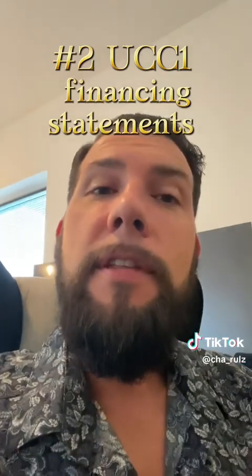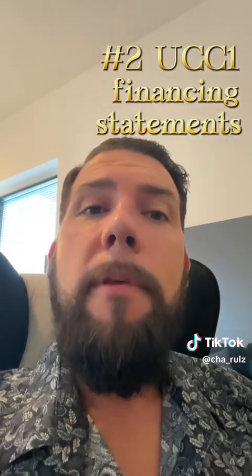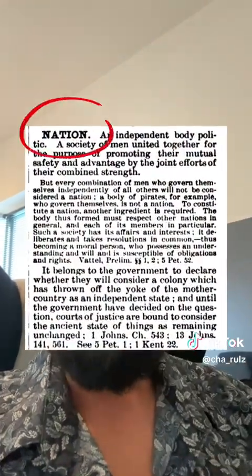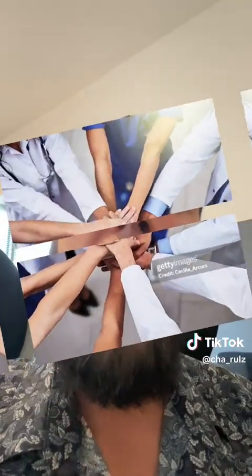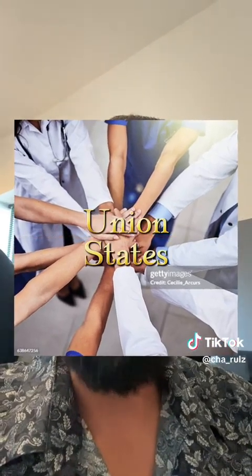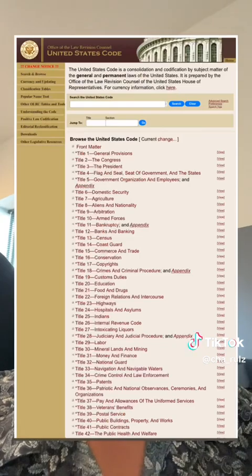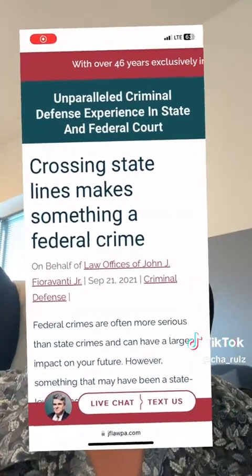UCC1 financing statement. So remember that each of the several sovereign states is classified as a nation, and international law is a set of rules and principles governing the relations and conduct of sovereign states with each other. The sovereign states came together and they made a pact called the United States to regulate and govern commerce between each nation state. The USC and UCC is just that. This is why whenever things are done that cross state lines, it invokes those federal international codes and statutes.